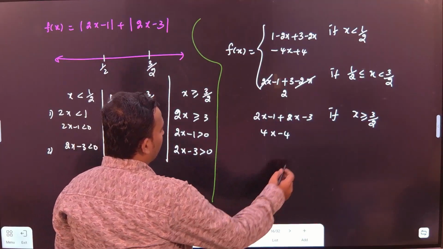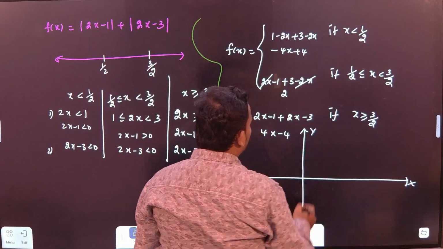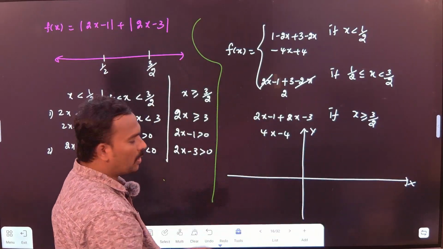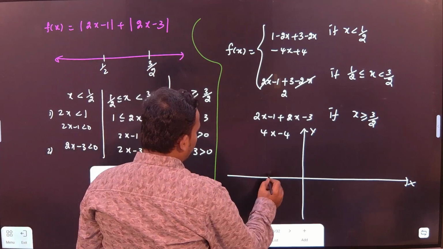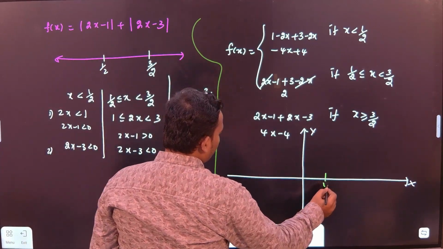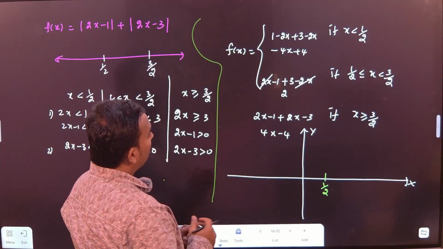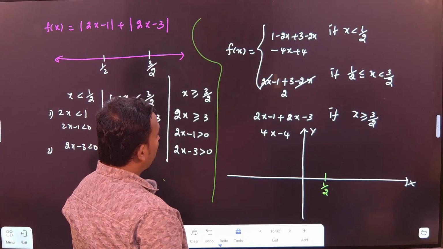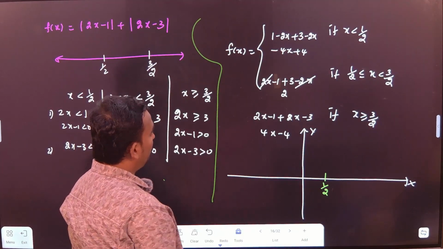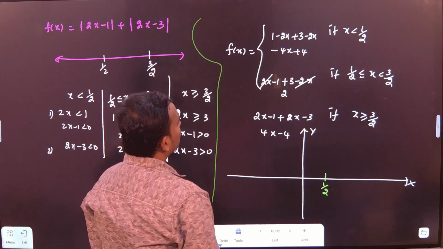Now how to draw the graph of this? You can see, student, this is the x-axis, this is the y-axis. When x is less than 1 by 2, first you have to mark the values. Let's take 1 by 2 here. Less than 1 by 2 means minus 4x plus 4 is there. Minus 4x graph, you know, right? It has negative slope, plus 4, you shift 4 units up, right?